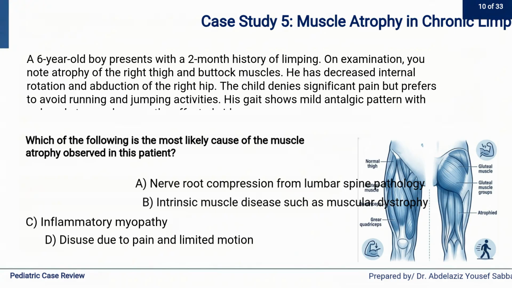Case Study 5. Muscle atrophy in chronic limping. A 6-year-old boy presents with a 2-month history of limping. On examination, you note atrophy of the right thigh and buttock muscles. He has decreased internal rotation and abduction of the right hip.